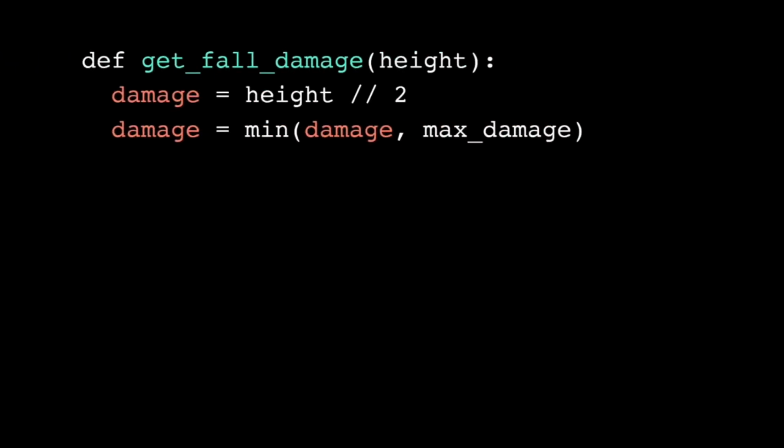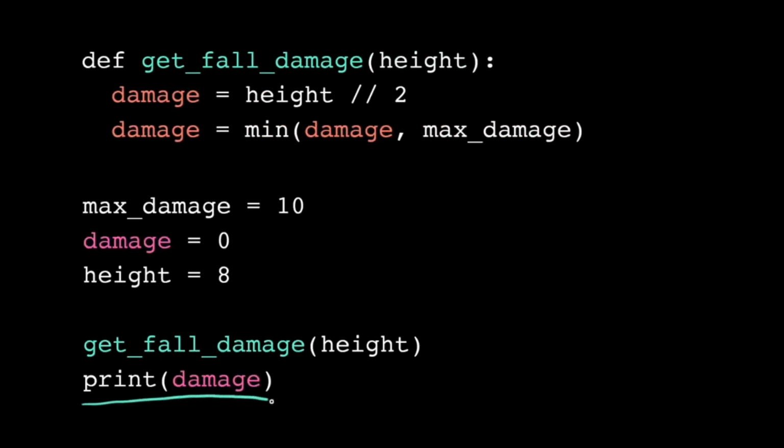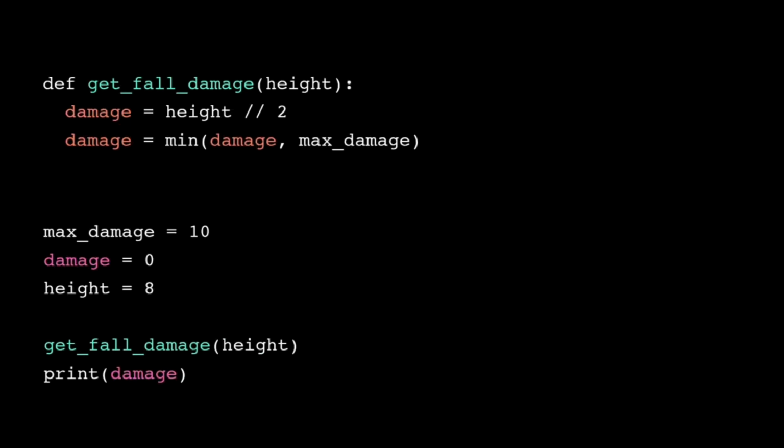What do you think happens when I run this program? Does it print 0, 4, or raise some kind of error? To find out, let's explore variable scope. The scope of a variable describes the region of the program where we can access it.